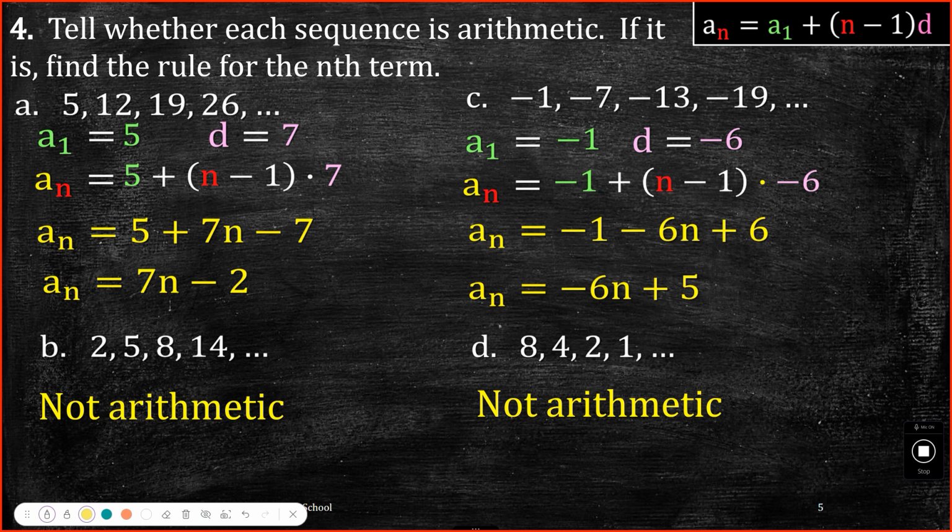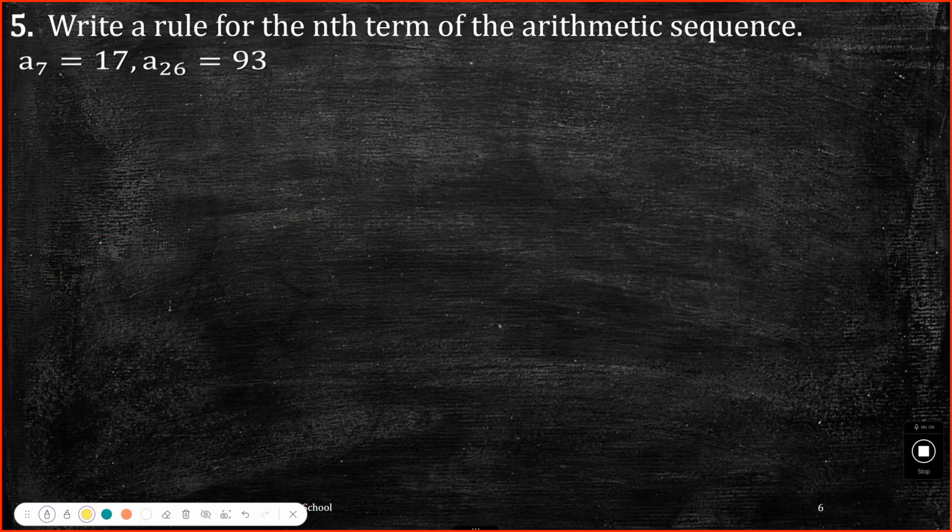And the last problem for today. Here we go. Last problem. Write a rule. Okay, this is going to be on the test, so make sure you know how to do this. Whenever we take that test, write a rule for the nth term of the arithmetic sequence, if you're given A7 is 17, A26 is 93.